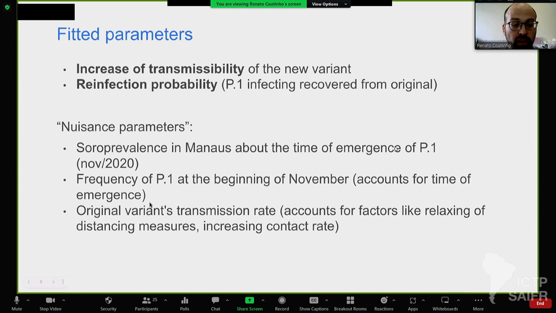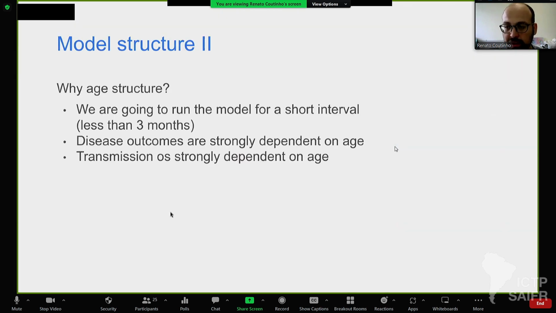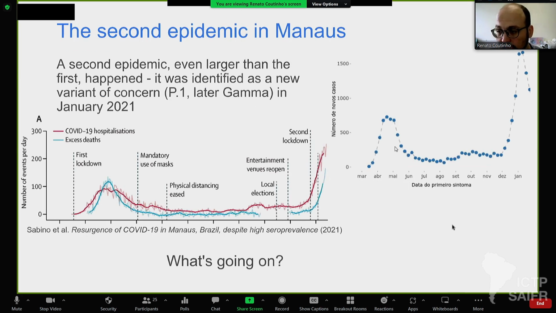And finally, we also have to have an idea of the transmission rate of the original variants, right? Because if we look back at the data, it's not as if there wasn't infection going on with the original variant. There was infection, and the transmission rate is changing over time. And why is that? Oh, because we had, I don't know, elections, and then the end of the year, the holidays, and so on, right? So the beta here also changes over time.